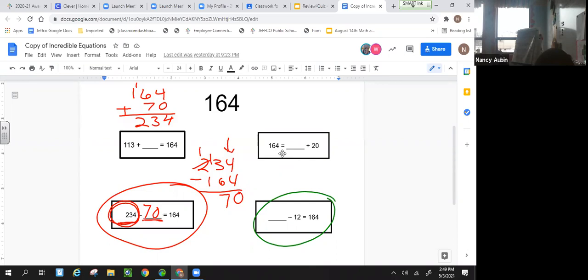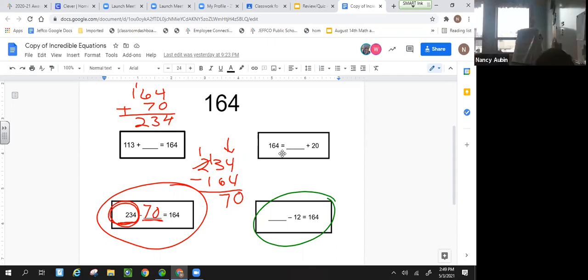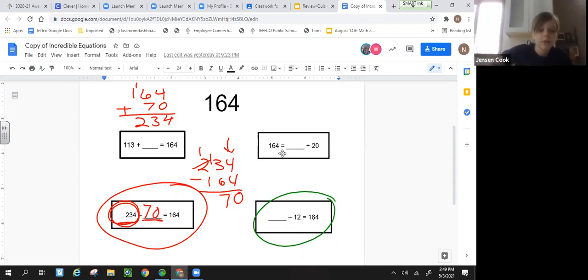Yes. Jensen, what do you think we need to do? I was just gonna say the answer, and it is 176. How did you get that, Jensen? Because I added 2 from the 4, and that equals 6, and then I added the 10, and then that equals 176.